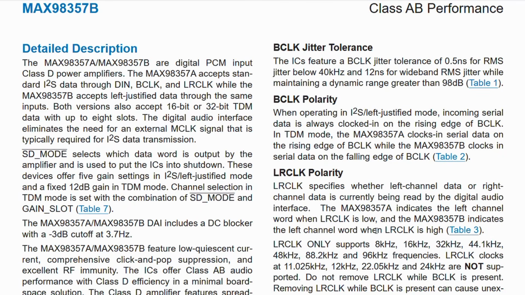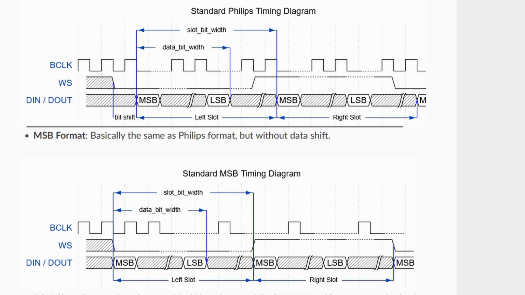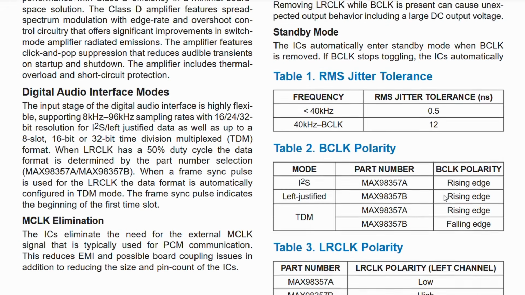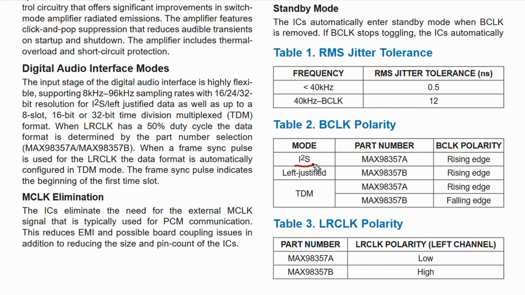One important thing to note here is the I2S data format difference between the MAX98357A and MAX98357B. For the A part, the device follows standard Philips I2S format. However, the MAX98357B uses a left justified format. This is very similar to Philips format but without the 1-bit delay, meaning the data is aligned directly with the word select or left-right clock signal. That said, both parts sample data on the rising edge of the bit clock, so that behavior remains the same.